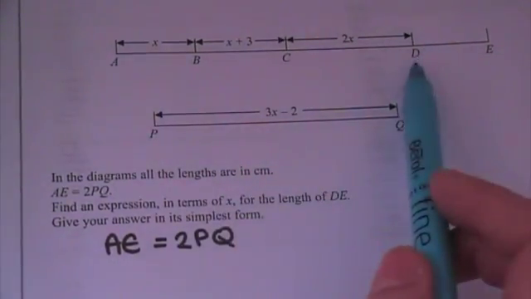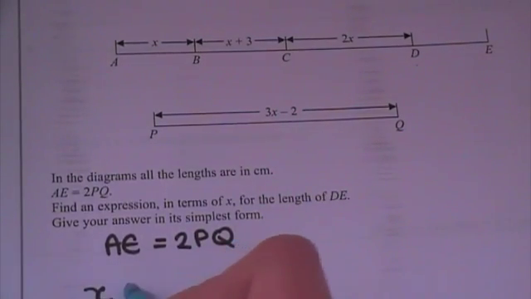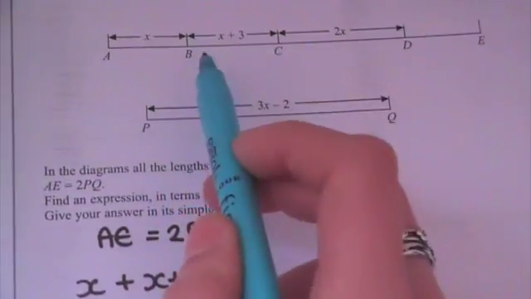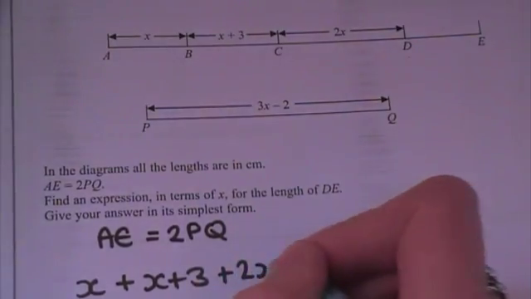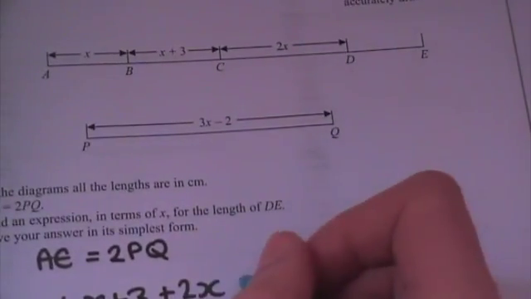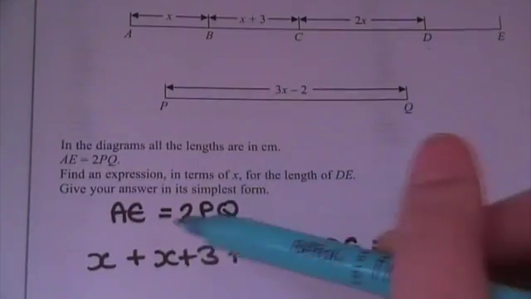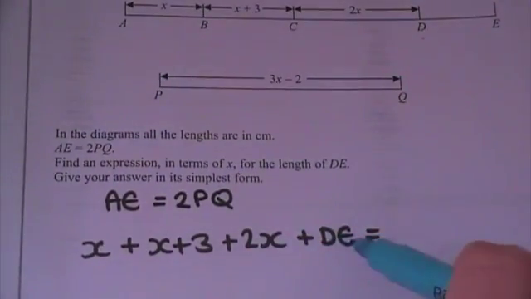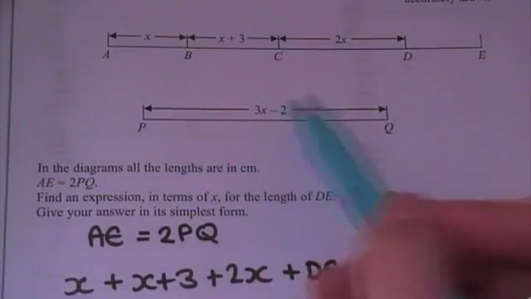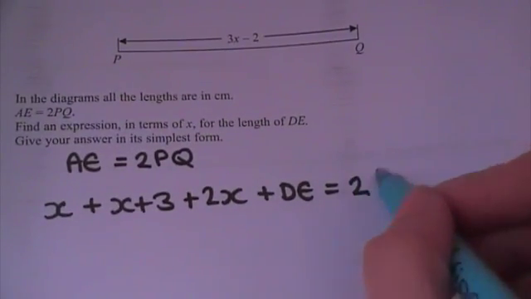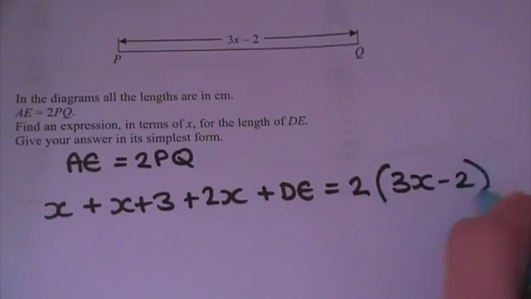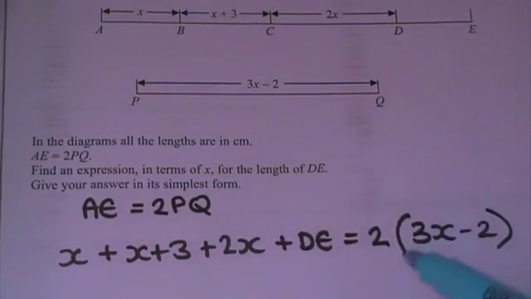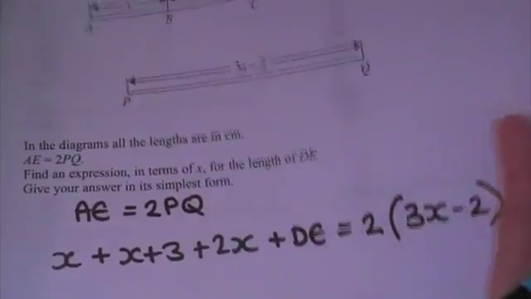So they've told us AE equals 2 PQ. So we can start substituting in what we know. We know that A to D, so that's x plus x add 3, so we've got x add 3, add 2x. And then we've got the bit here we don't know, DE. So all I've done is substitute what I know for A to E. So A to E is this, add DE, and then 2 PQ. Well, PQ is 3x minus 2. So it'll be 2 times 3x minus 2. So we knew P to Q was that, and A to E is 2 of them. So we've made it 2 of them because we want to work out what D to E is.